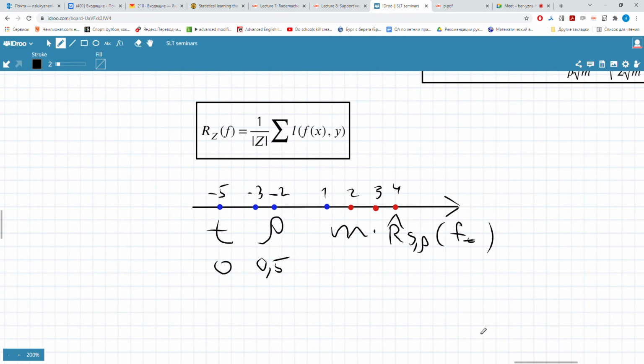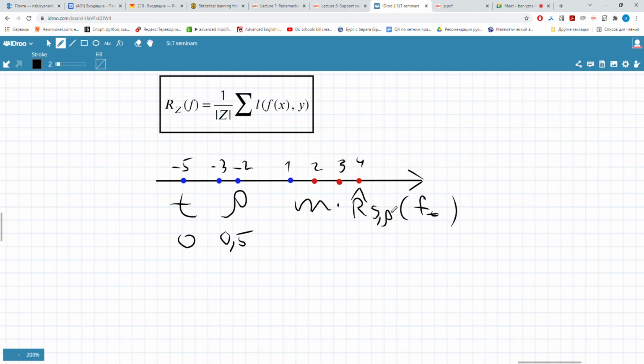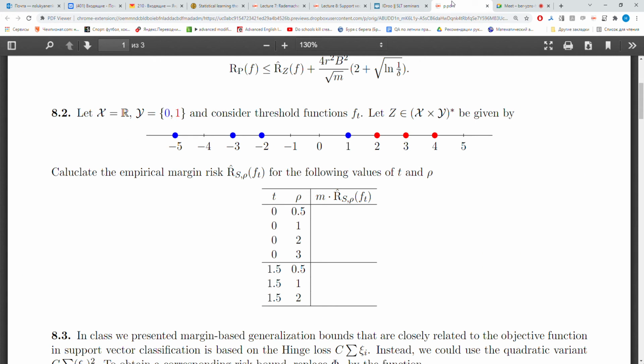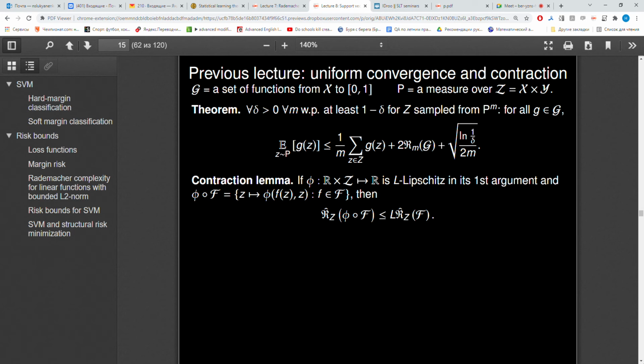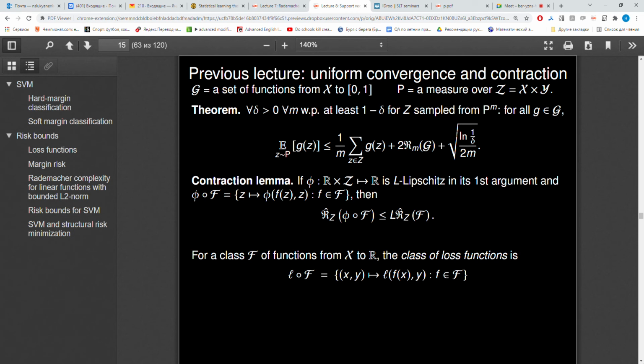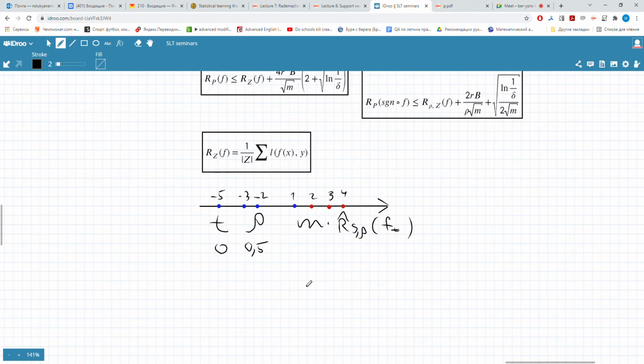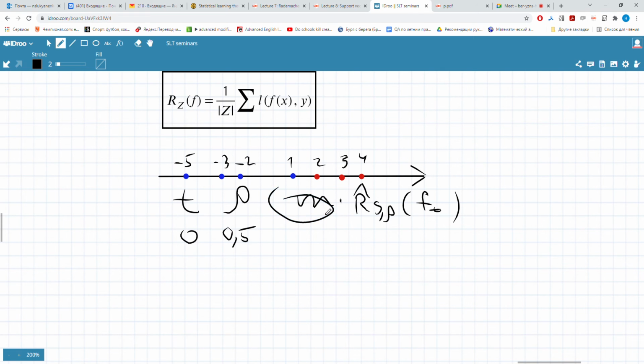Sorry, as I understand, that's the size of our sample. We used m for the length of the sample. Let's revise, but I'm not sure. It looks like that's the same size of sample. The training sample is sampled from p to the power of m, which means the length of our training sample is m. We know that in our case it equals 7.